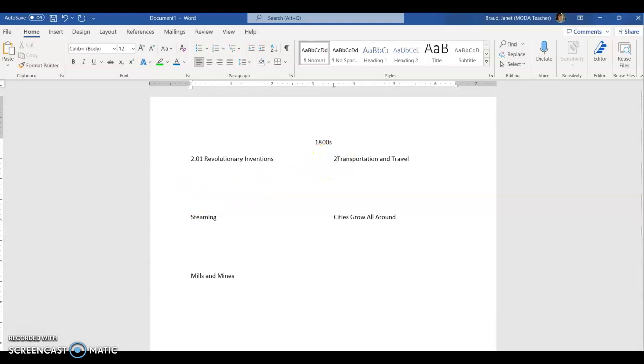2.02 was transportation and travel. I would list everything that I learned about transportation and travel from that lesson in this spot. 2.03 was the lesson on steaming, again, listing everything that I learned. 2.04, cities grow all around. List everything you know there. And then 2.05, mills and mines, list everything that you learned about mills and mines.